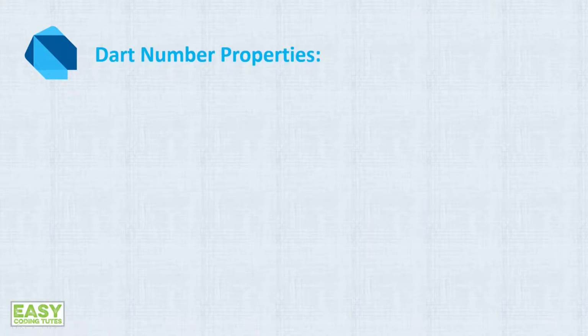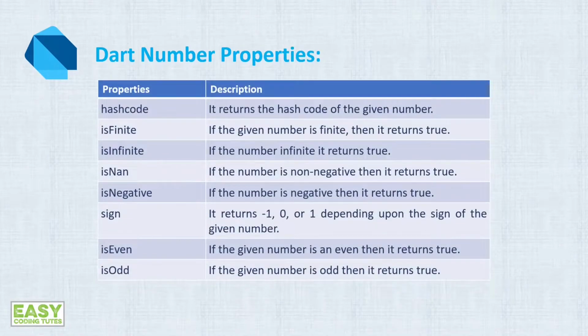Dart number properties. We have multiple properties of numbers in Dart. Those are hashCode, which returns the hash code of the given number. isFinite: if the given number is finite, then it returns true. isInfinite: if the number is infinite, it returns true. isNaN: if the number is not a number, then it returns true. isNegative: if the number is negative, then it returns true. sign: it returns -1, 0, or 1 depending upon the sign of the given number. isEven: if the given number is even, then it returns true. isOdd: if the given number is odd, then it returns true. Let's jump to the example to understand all these properties in a better way.